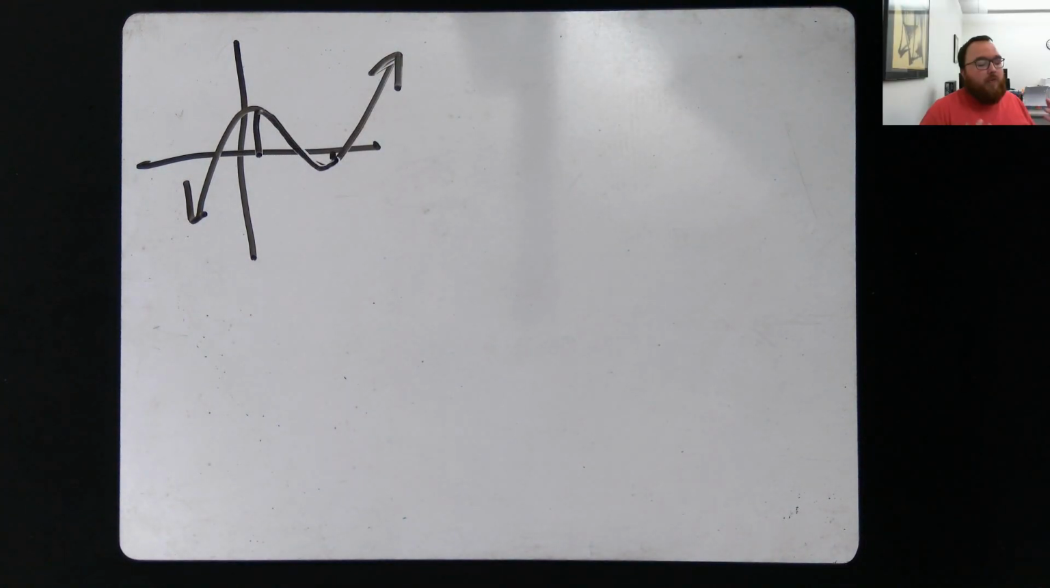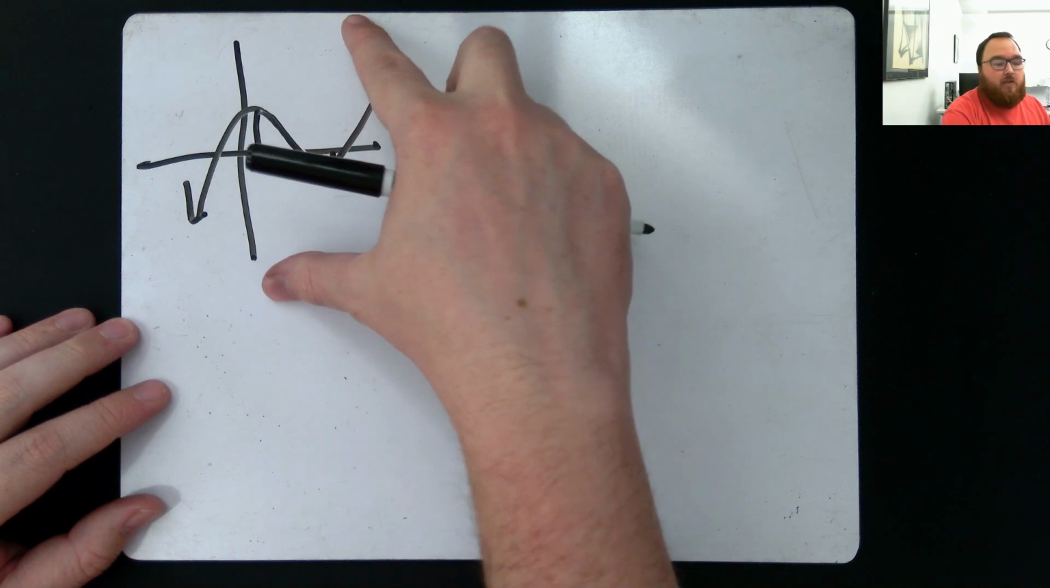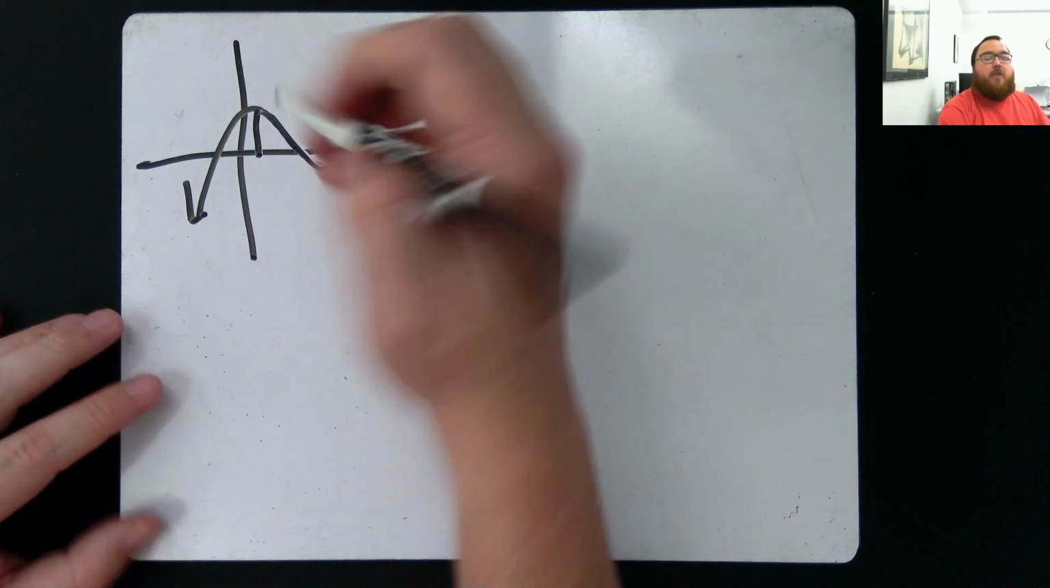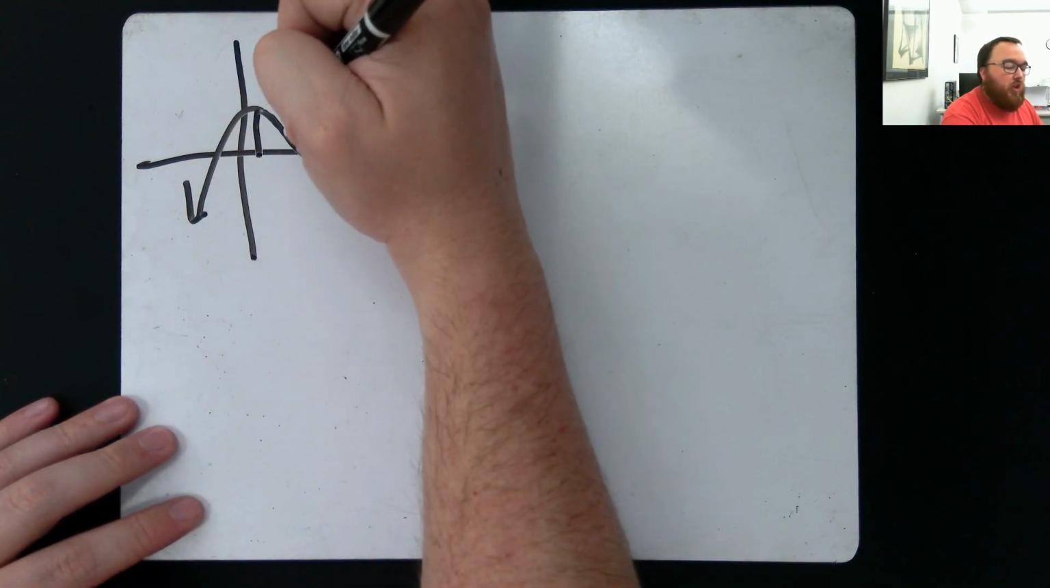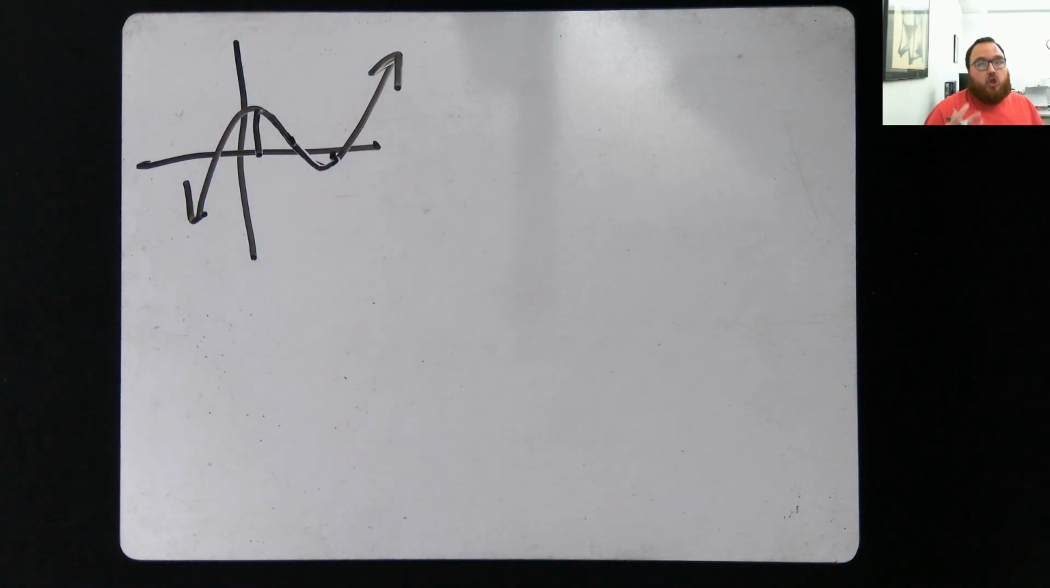So to show you where they got it from, I'm going to pretend like I'm zooming in. I'm going to take this and pretend like I'm zooming in to just a tiny spot. If I zoom in really close, it's going to look like a straight line. So I'm going to use a straight line to show you this.